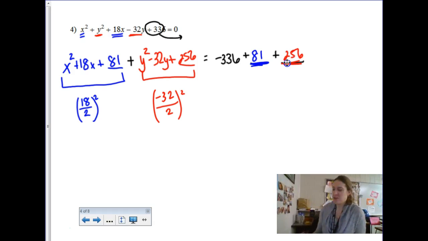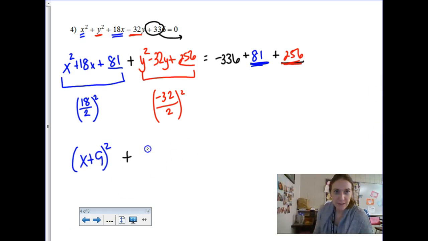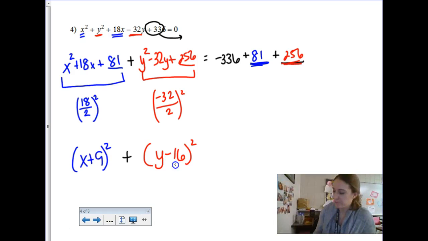Alright, so now that blue trinomial that we completed the square on is going to factor into x plus 9 quantity squared. And then the red trinomial that I completed the square on is going to factor into y minus 16 quantity squared. Remember, it's just half of the b term that goes in the factor. And then ideally I'd have a calculator because, you know, apparently I can't really add. 256 plus 81, 7, 13, 3. Oh, well, I can do that.